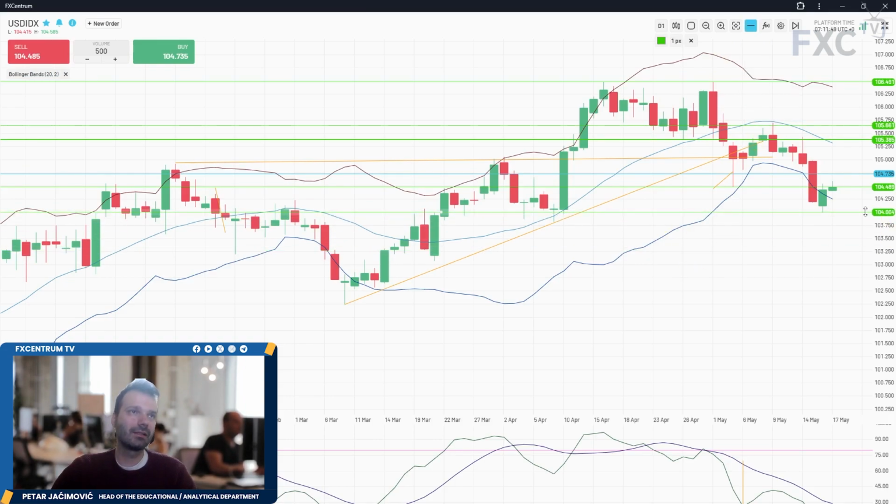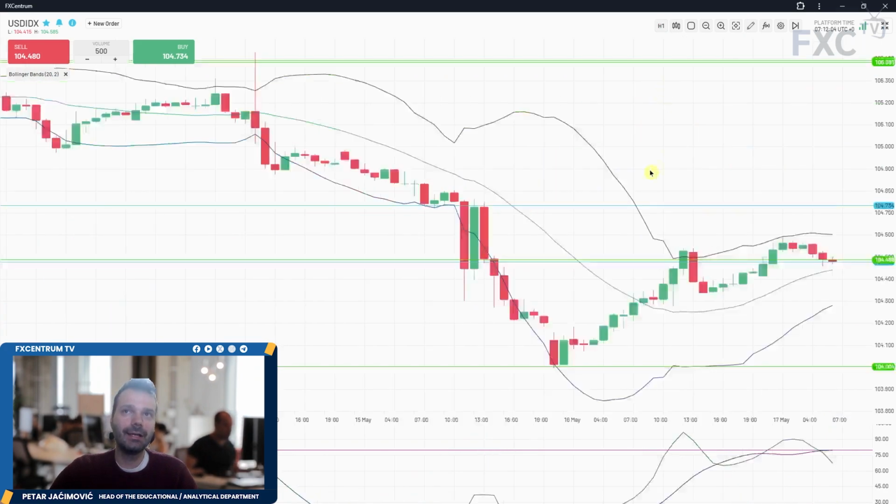104 mark is a critical support in the dollar index short term. I can see that market held that level, so pretty good sign for the further upside movement. You can see there is still a gap between fast and slow line, even though they're sloping to the downside. If you go to the hourly time frame, you can see this change clearly, similar to the USD yen market.